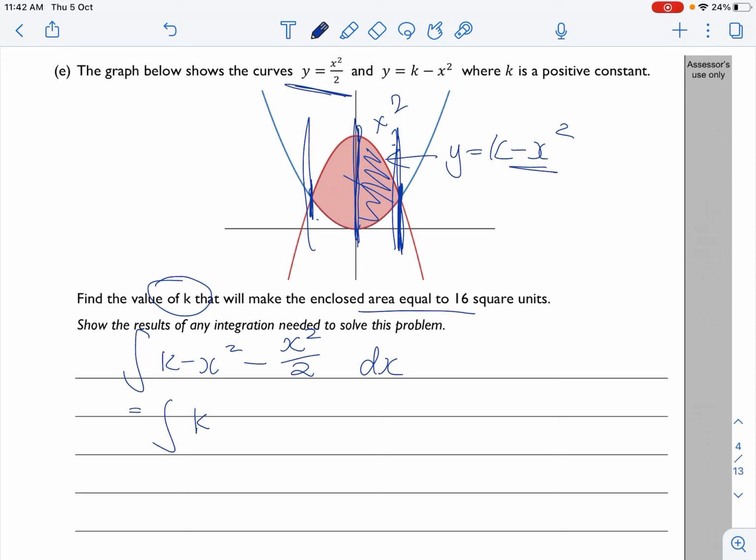So we can tidy this up. Minus x squared minus x squared over 2 is minus 3, or 1.5 x squared, or 3x squared over 2. So minus 1 minus a half is minus 3 over 2.